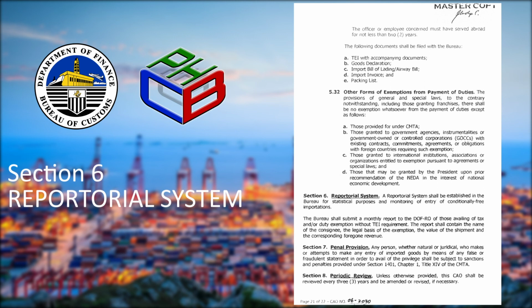Section 6. Repertorial System. A repertorial system shall be established in the Bureau for statistical purposes and monitoring of entry of conditionally free importations. The Bureau shall submit a monthly report to the DOFRO of those availing of tax and/or duty exemption without TEI requirement. The report shall contain the name of the consignee, the legal basis of the exemption, the value of the shipment and the corresponding foregone revenue. Section 7. Penal Provision. Any person, whether natural or juridical, who makes or attempts to make any entry of imported goods by means of any false or fraudulent statement in order to avail of the privilege shall be subject to sanctions and penalties provided under Section 1401, Chapter 1 Title 14 of the CMTA.